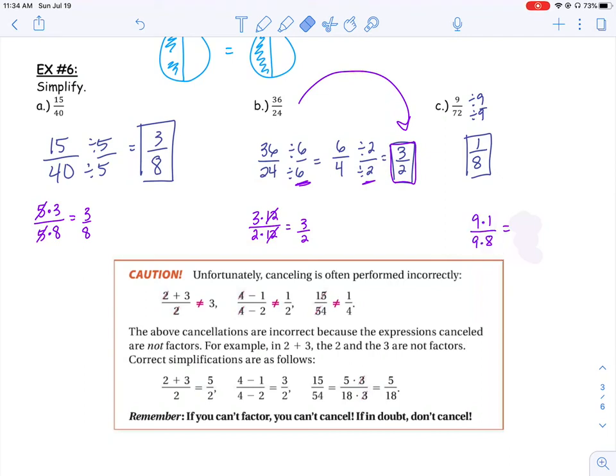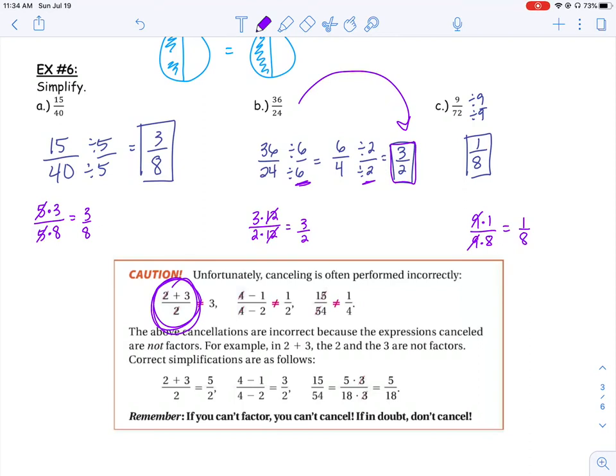Or again, you can think of factors. 9 times 1 is 9, and 9 times 8 is 72. And since they both have a common factor of 9, we can reduce it, and we're left with 1/8. Now be careful. This does not work if you have an addition sign connecting your two terms.